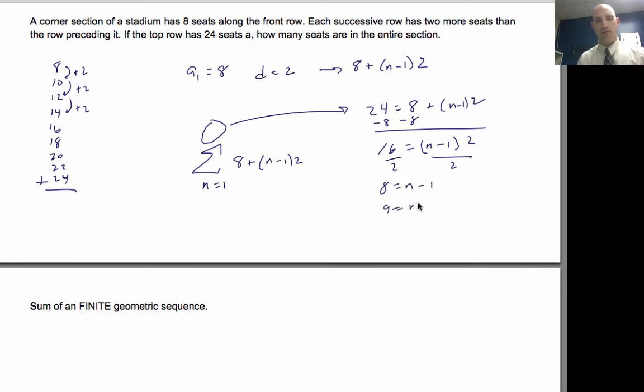And 9 equals n. Again, it's not like you couldn't do that and see that there were 9 rows. But what if it wasn't 24 seats? What if it went up to 1,000 seats? Then you're trying to figure out how many rows there are, and counting them is an issue. So when we find this sum, we add up all of these numbers from n equals 1 to 9 of 8 plus n minus 1 times 2. When you find that sum, you end up getting 144 seats in that section.